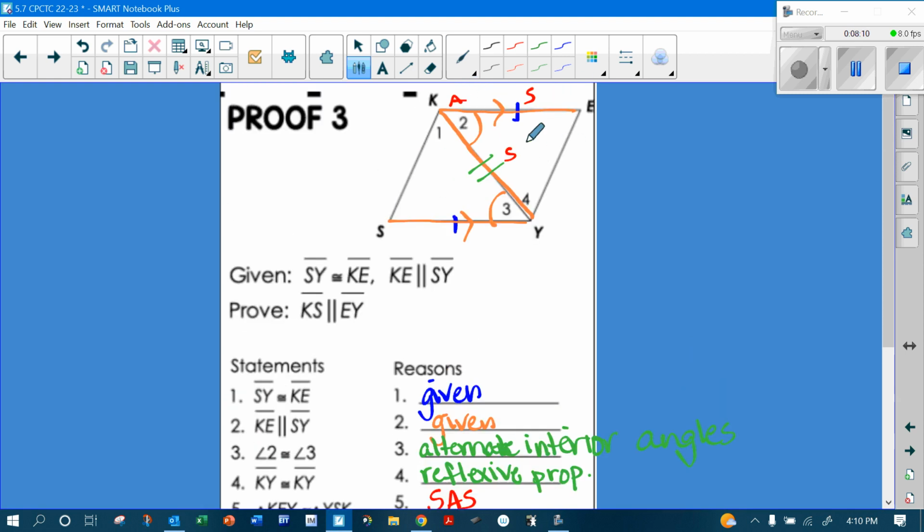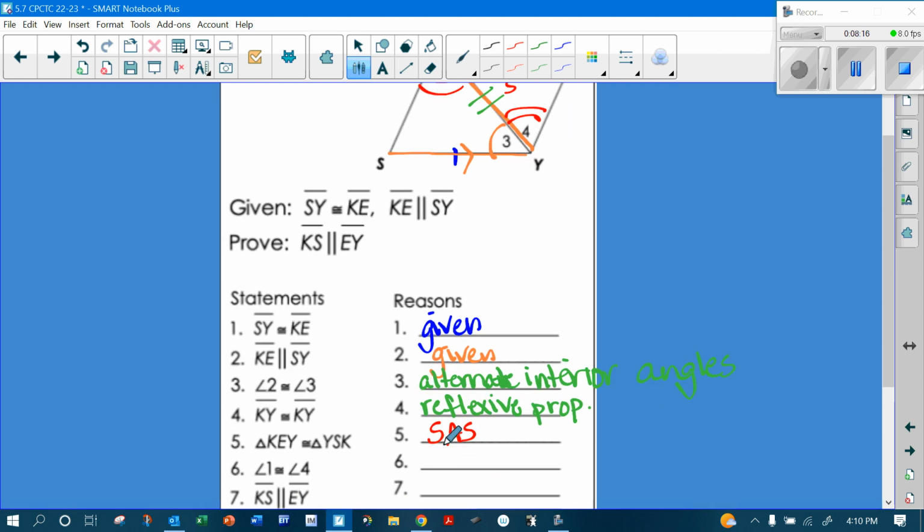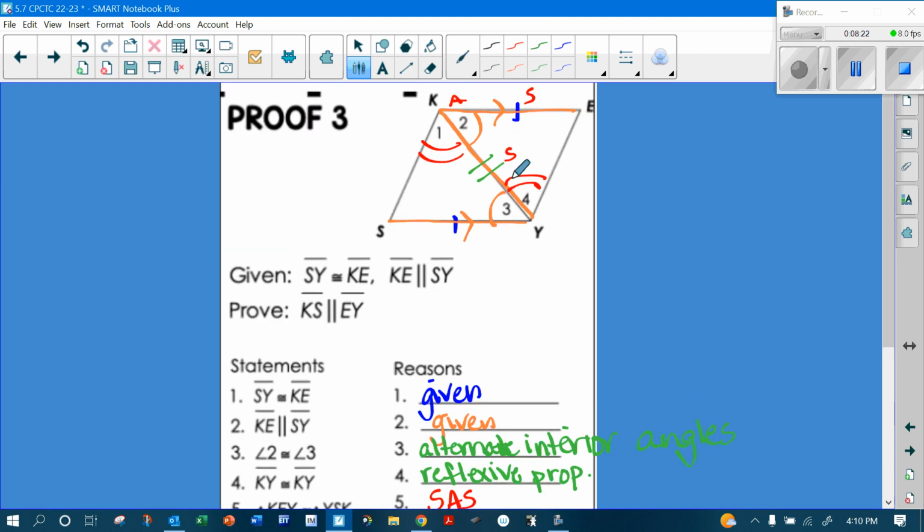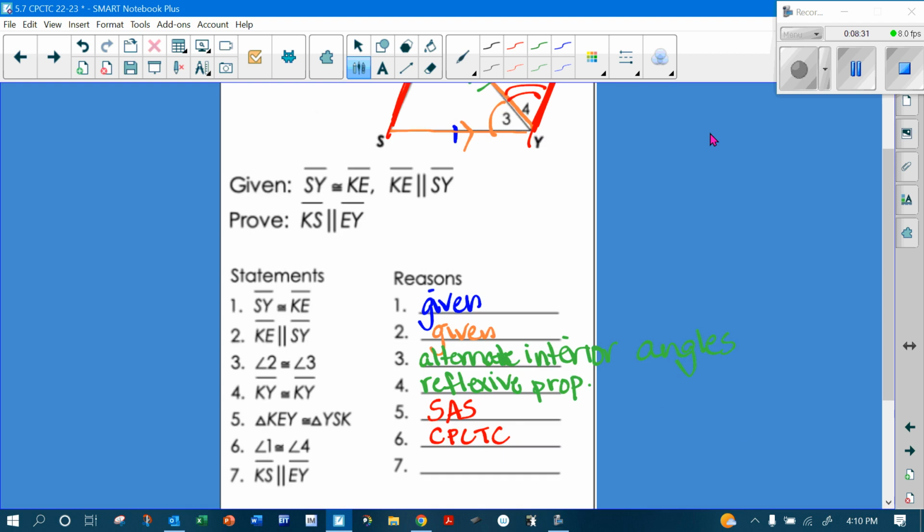So now, if the triangles are congruent, I know that these two angles are congruent because if the triangles are congruent, all their parts are congruent. So CPCTC. And I learned in chapter 3 that if alternate interior angles are congruent, then the lines that they're between are parallel. So this is going to be because of alternate interior angles. And this is the converse theorem. I'm just going to abbreviate that, okay?